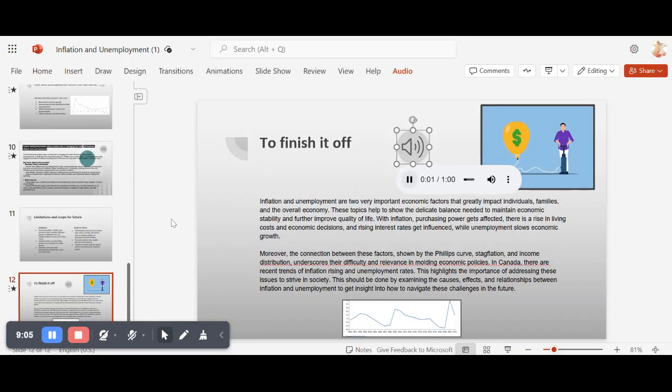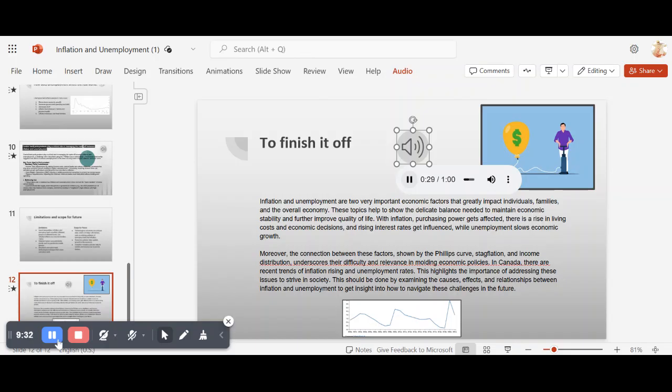Inflation and unemployment are two very important economic factors that greatly impact individuals, families, and the overall economy. These topics help to show the delicate balance needed to maintain economic stability and further improve the quality of life. With inflation, purchasing power gets affected, there's a rise in living costs and economic decisions, and rising interest rates get influenced, while unemployment slows economic growth.